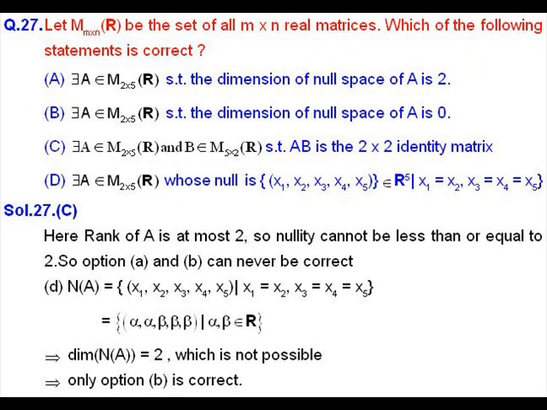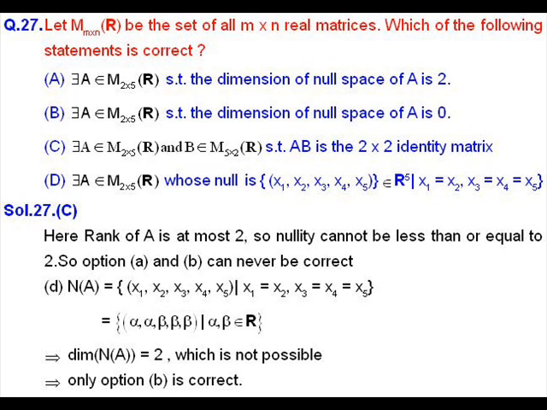In this question we have M m cross n over R, that is the set of all m cross n real matrices. Now we have to check the correct options among A, B, C and D. So in options A and B we have A belongs to M 2 cross 5, that is A is a 2 cross 5 matrix, and then we'll talk about the dimension of the null space of A. So we know the dimension of the null space of A is the same as the nullity of A, and nullity of a matrix is given by the number of columns minus the rank of A.